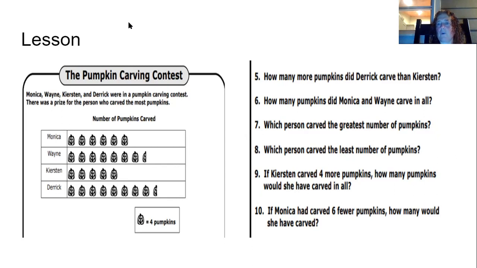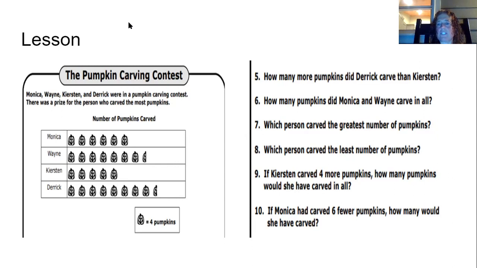If Kirsten carved 4 more pumpkins, how many pumpkins would she have carved in all? All right, so we know she carved 1, 2, 3, 4, 5, and we know each pumpkin is worth 4. So 5 times 4 equals 20. Or you could simply count by 4s, 4, 8, 12, 16, 20. Okay. And we know that it says carved 4 more. So we're adding 20 plus 4 and we get 24.